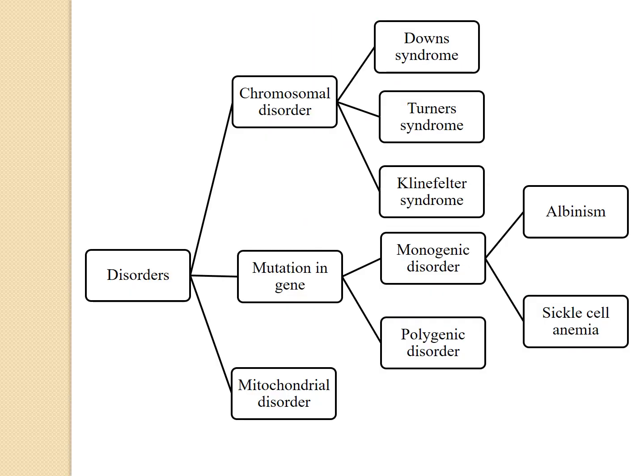So to begin with, this entire chapter is divided as you see on the screen. Genetic disorders can be divided into 3: chromosomal disorders, which are further divided into Down syndrome, Turner syndrome, and Klinefelter syndrome. The second type is mutation in the gene, which is divided into monogenic disorder and polygenic disorder. Monogenic disorders further divide into albinism and sickle cell anemia. And the third type of disorder is mitochondrial disorder.